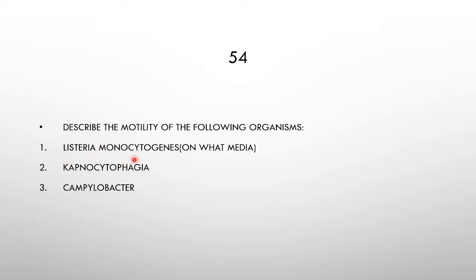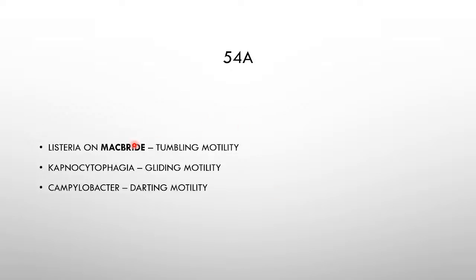Now, Listeria monocytogenes grows on what media? Listeria monocytogenes grows on, sorry, tumbling motility on McBride medium. It has a tumbling motility. Capnocytophaga is more on gliding. How do I characterize gliding?